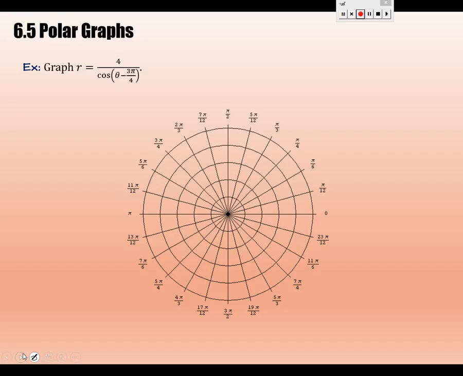Go ahead and turn to your neighbor and tell them what that's going to look like. Are you okay with this way of writing it too? I hope so. That it's at theta equal 3 pi over 4.